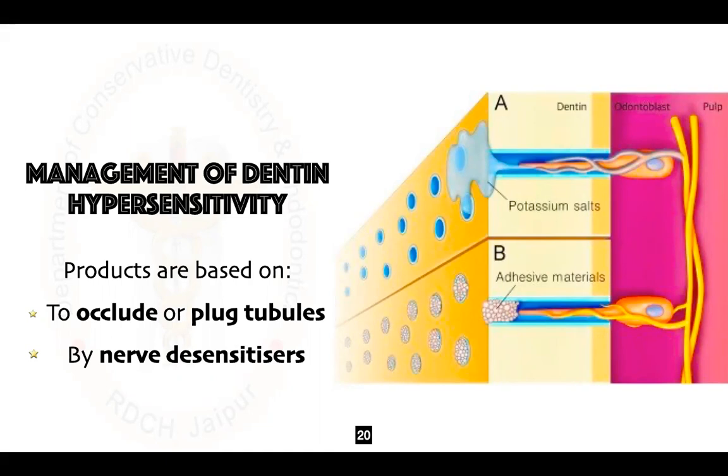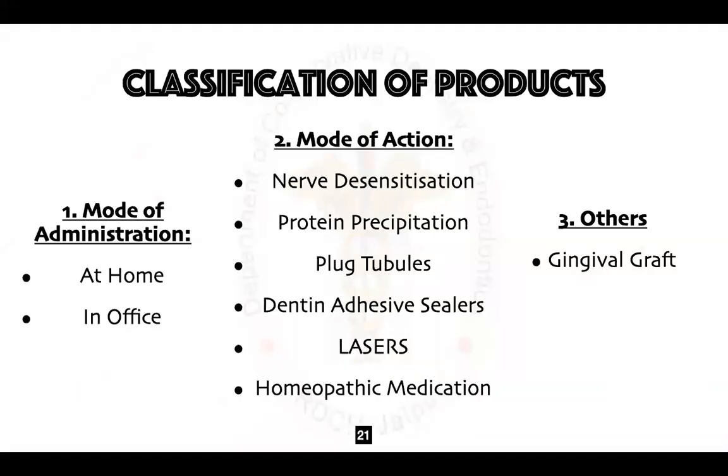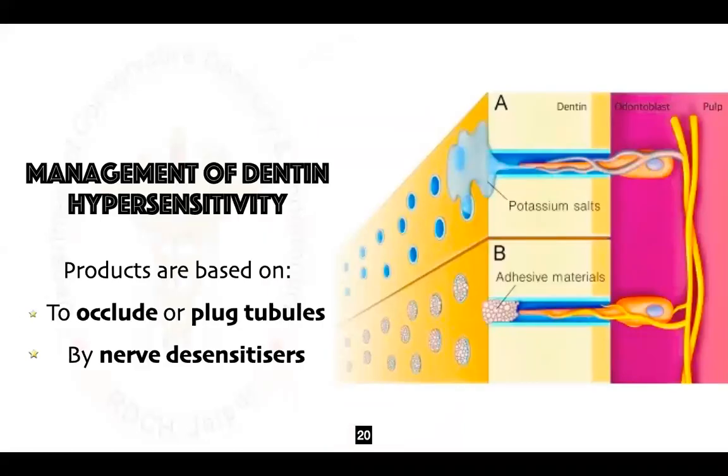Let's quickly move on to a more elaborated form of this management. So let's just please write this down. The reason I'm starting this at 9:35 only is because I want to take time on the management. The first one is classification of products. All the R&D going behind these products is based on two concepts. One is to plug the dentinal tubules, block them. And the second concept is to desensitize the nerve. Only two concepts are there, right?